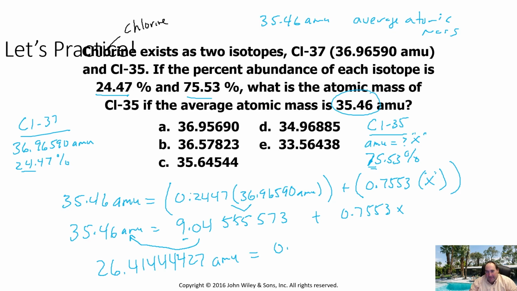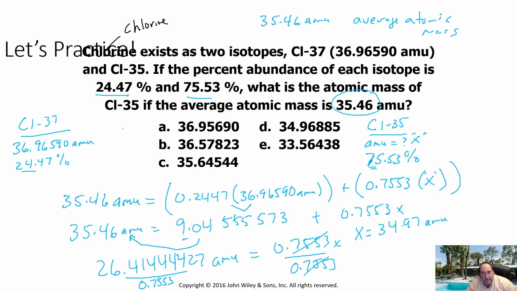is equal to 0.7553x. We're going to divide this to the other side by 0.7553. That's going to cancel, and that will give us something like X will equal 34.97 AMU. So it looks like close here, 34. It looks like D would be our winner in terms of our answer in this particular case.